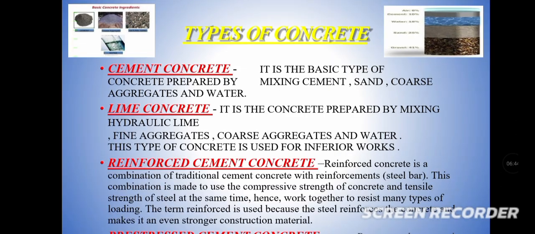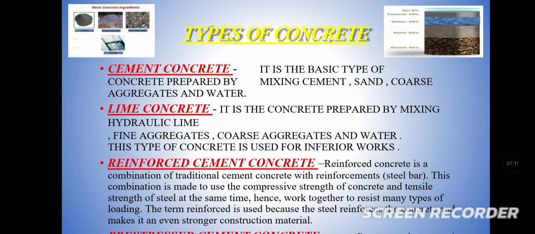So what is cement concrete? It is the basic type of concrete prepared by mixing cement, sand and coarse aggregates. And what is lime concrete? It is the concrete prepared by mixing hydraulic lime, that is, lime mixed with water, fine aggregates, coarse aggregates and water. Now fine aggregates include sand, silt and clay. These are all fine aggregates.